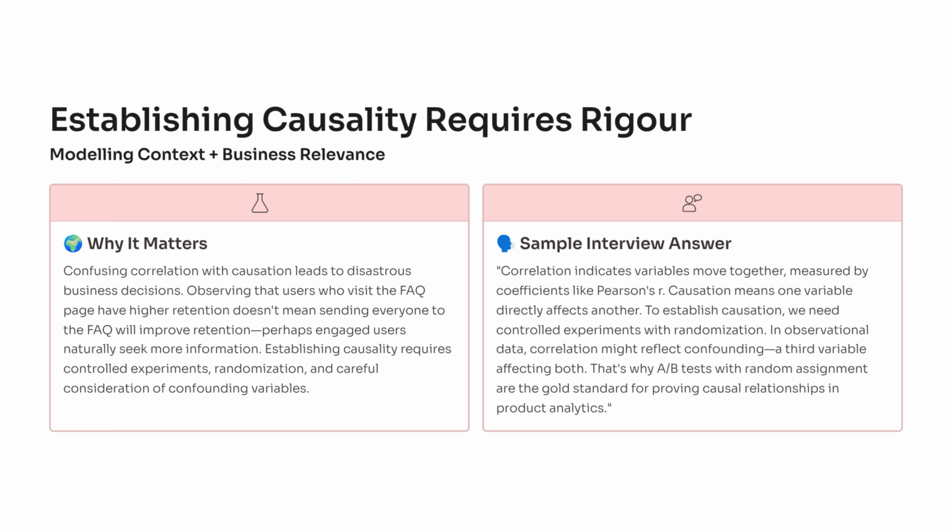Now, here's how you could respond in an interview. Correlation shows that variables move together, but causation means one directly affects another. To prove causation, we use controlled experiments or randomization. For example, in product analytics, A/B tests are the gold standard because they eliminate confounding factors and reveal true cause and effect. That kind of answer tells interviewers you're not just quoting definitions, you understand how data drives decisions. You know when to question patterns and when to test them.